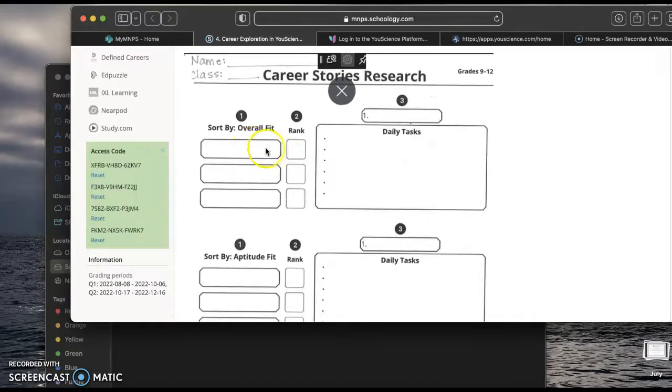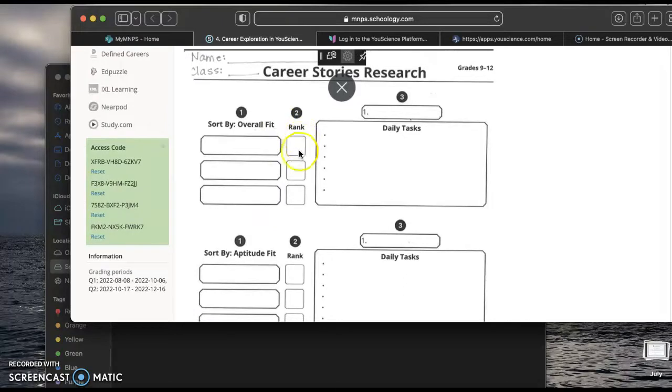But the second part of this was to go through, search your careers by overall fit. That means you'll have to click on the word overall, go through, find 3 careers that interest you, write them down, and then put them in order of your interest. Order of interest would be 1, 2, 3, 1 being the one you're most interested in. Whichever one is 1, you write here. So whichever one of those 3 careers you like the best, put here.